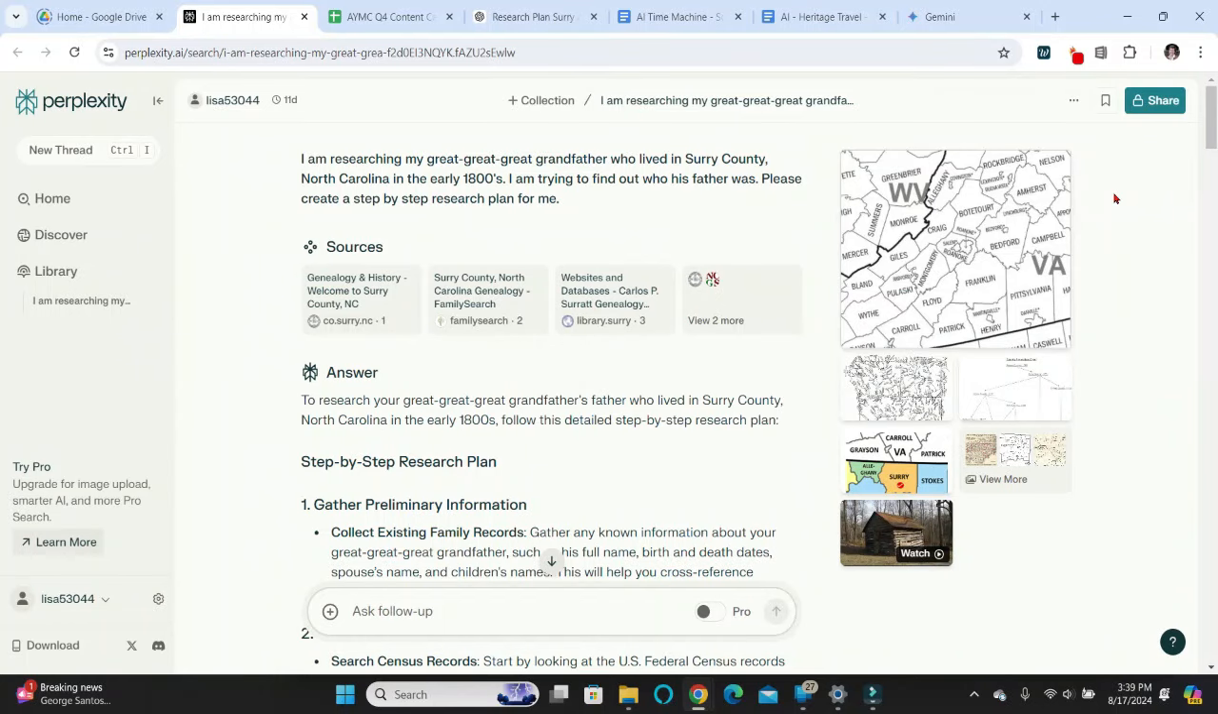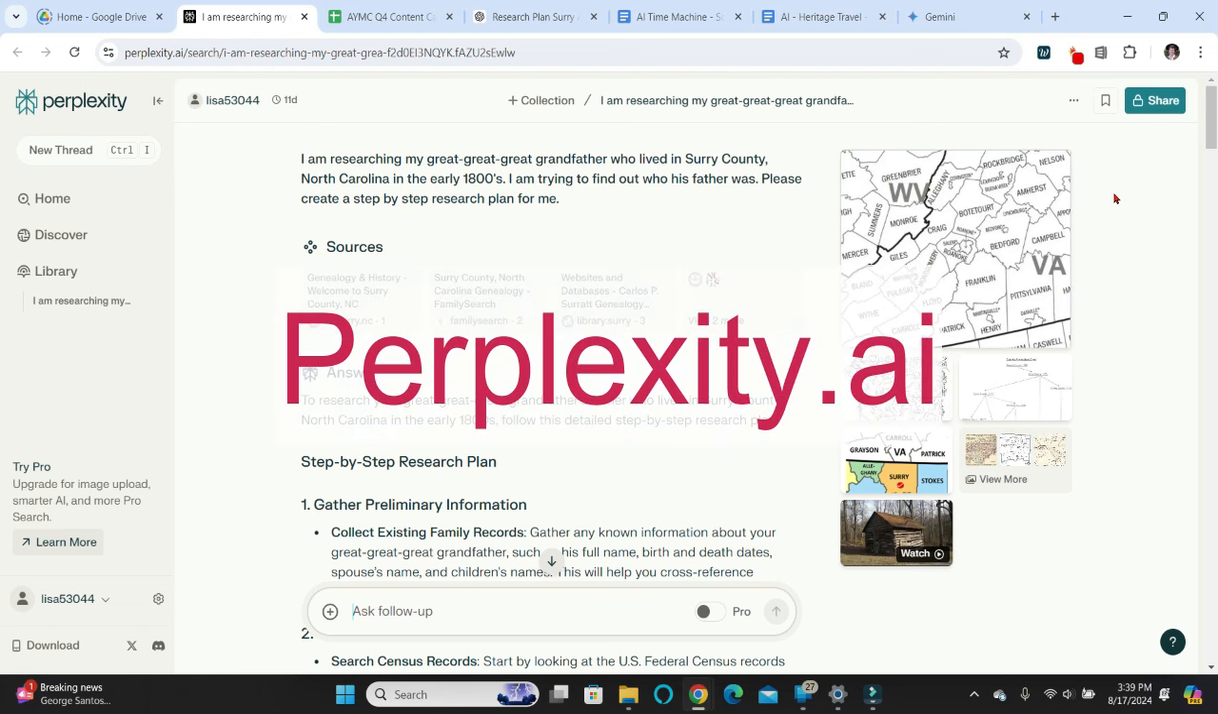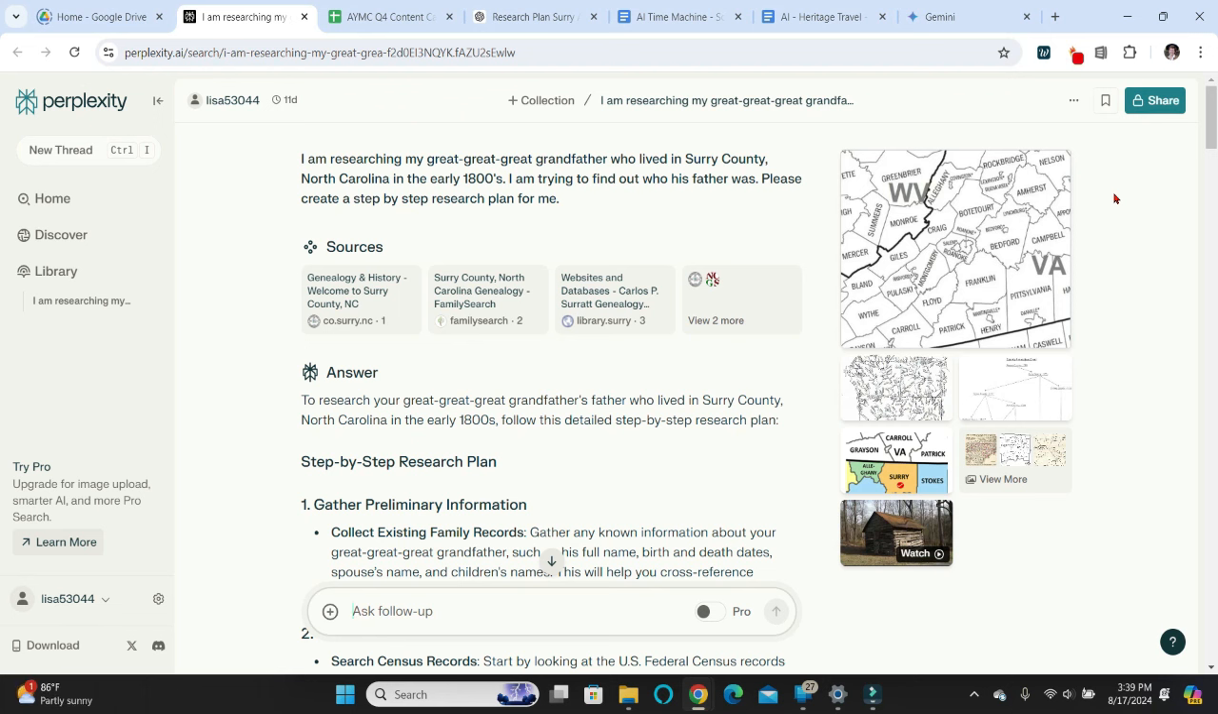All right, so we are over here on Perplexity. Now, this may be one that is new to you from an AI perspective. Again, it does have a free version and a pro version. I'm on the free version, but it is Perplexity. You simply go to perplexity.ai and you'll find it there. Again, you will need to create a free account to do this.